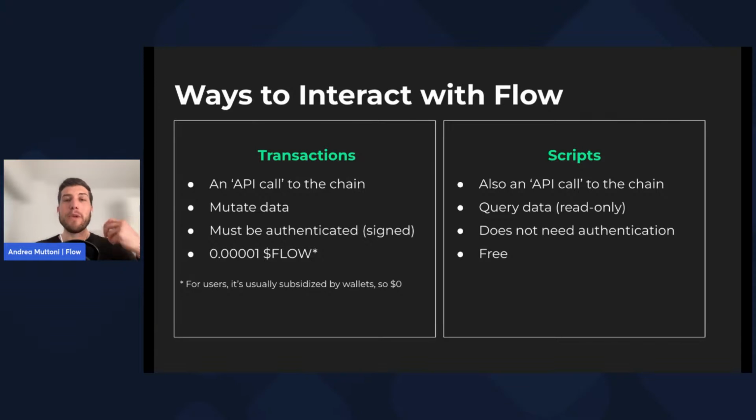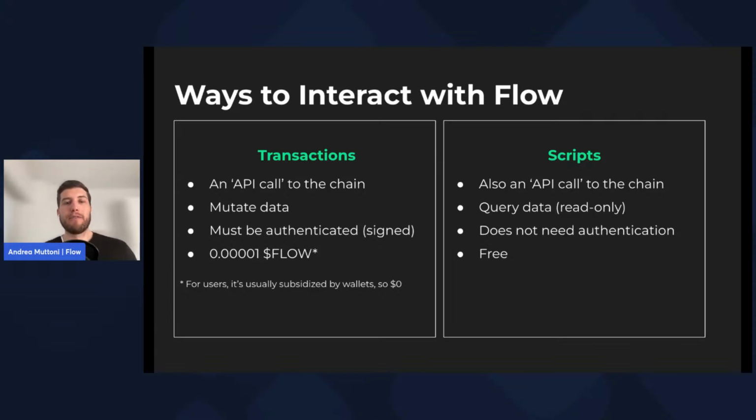But that's if you want to mutate the chain. If you just want to read state from the chain, we have something called scripts, which is essentially like a GET request to the chain. And you can query data and not have to be authenticated. It's basically just read-only access, so you can pull for events, you can query a smart contract and get any publicly exposed state, and yeah, that's the difference between transactions and scripts.